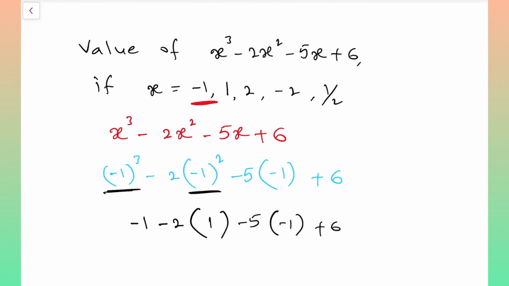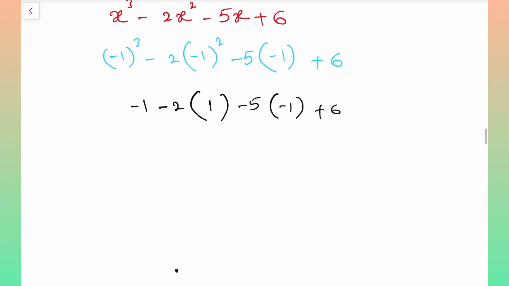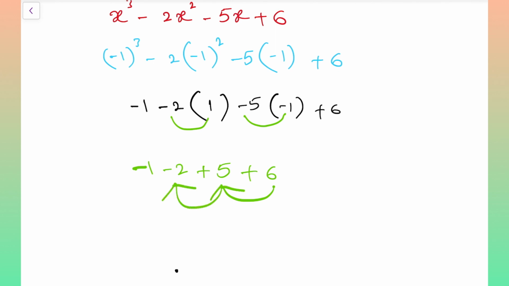So now if we simplify this further, let us check what we'll get. Minus 1, minus 2 into 1, minus 2, minus 5 into minus 1, minus into minus, plus 5, plus 6 as usual. Now 6 plus 5, 11, 11 minus 2, 9, 9 minus 1, 8. So the value of the given polynomial when x is equal to minus 1 is 8.